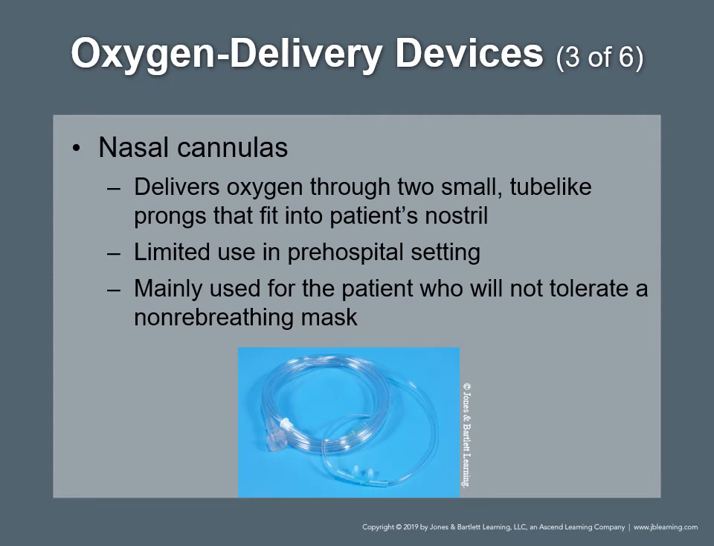Nasal cannulas deliver oxygen through two small tube-like prongs that fit into the patient's nostrils. Limited use in pre-hospital setting, ineffective for patients with poor respiratory effort, severe hypoxia, apnea, or mouth breathing. This is used for patients requiring long-term oxygen therapy for certain diseases such as COPD, whose current complaint is unrelated to the respiratory disease. This is mainly used for the patient who will not tolerate a non-rebreathing mask.